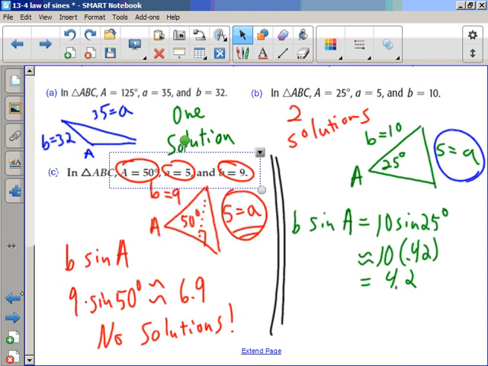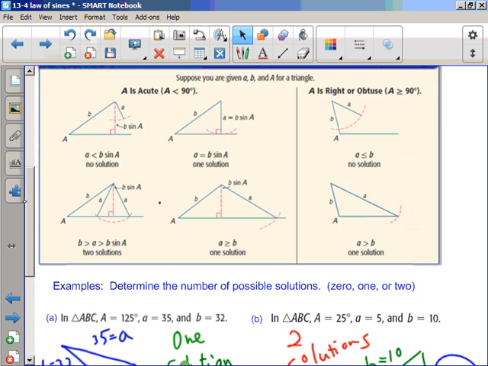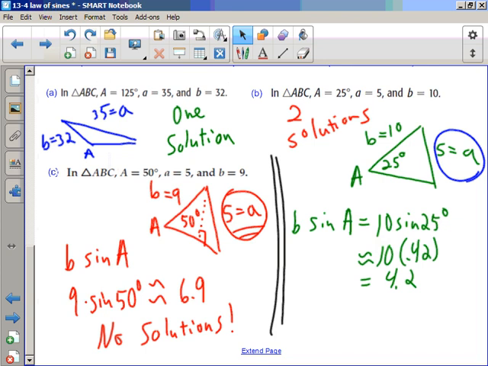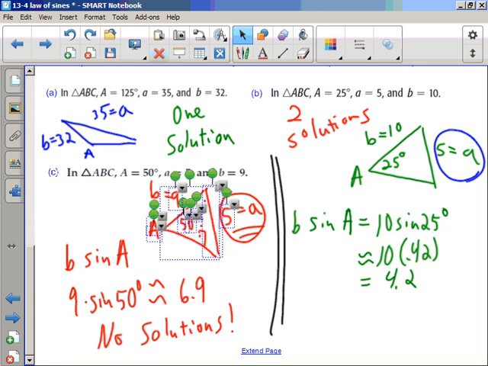Oh, what did I just do? I deleted the whole page twice. I'm not very smart. I meant to do that. Okay. Anyway, there's no solutions because this side is just not long enough. It wouldn't be long enough. Or this angle is too big. If the 50-degree angle was actually a lot smaller, maybe the math would work out.